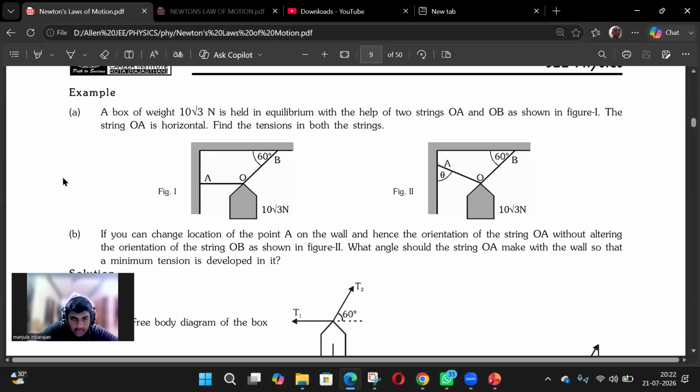Tension in the string OB I found. But in the string OA... How many unknowns are there? T1 and T2, sir. Two unknowns. How many equations? Two equations. One is the X equation, one is the Y equation. So two unknowns, two equations.